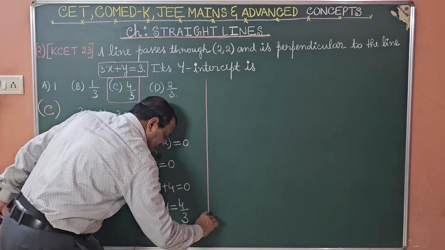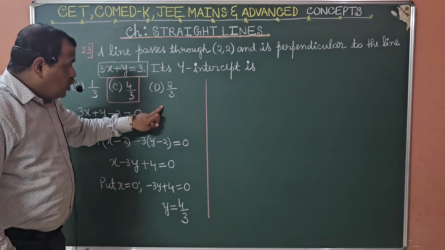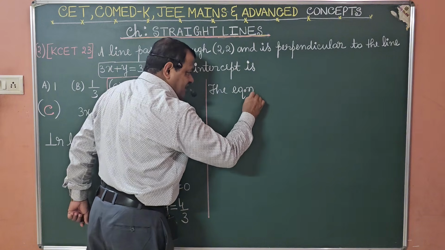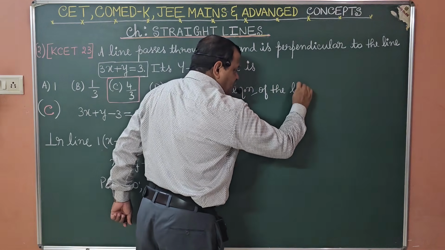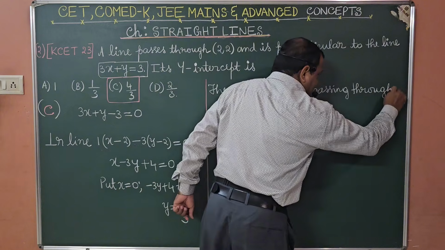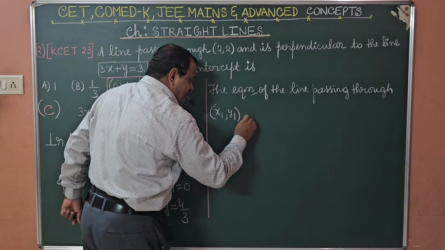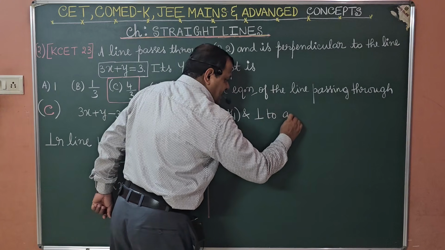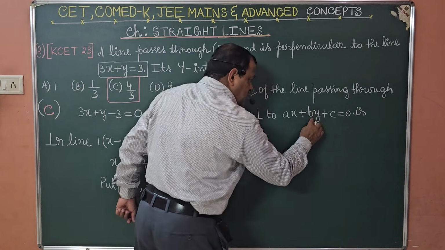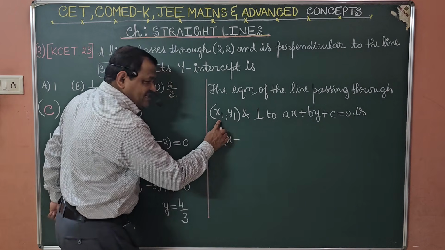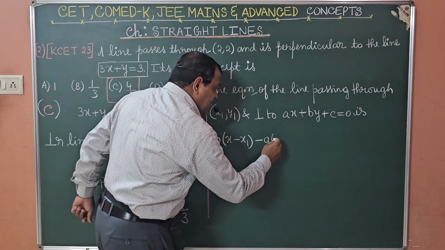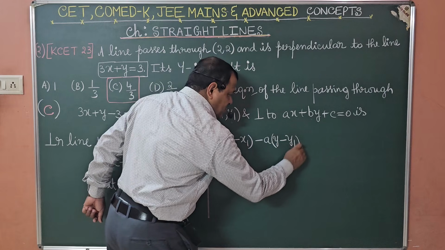Therefore, I will mention once again briefly the short trick I used to solve this sum. See, the equation, I write in short form, of the line passing through (x1, y1) and perpendicular to ax + by + c = 0 is: b should be written first, into (x minus x1), and there should always be a minus, then a, the coefficient of x, into (y minus y1) is equal to 0.